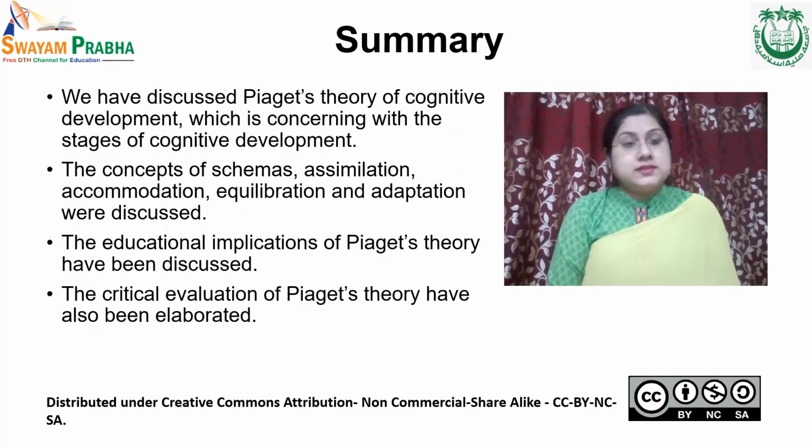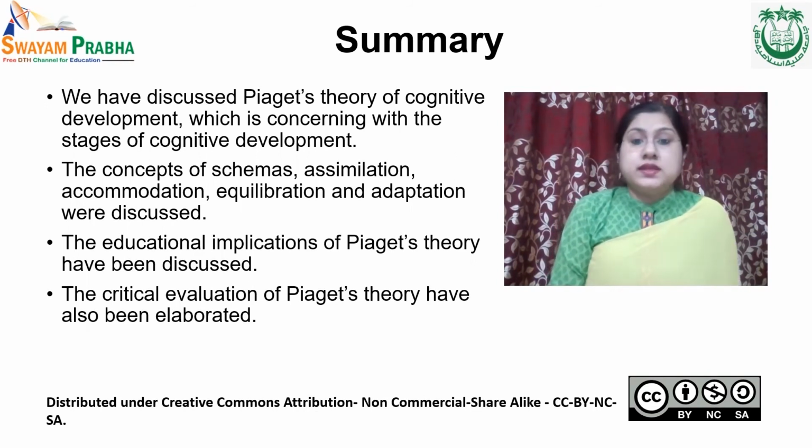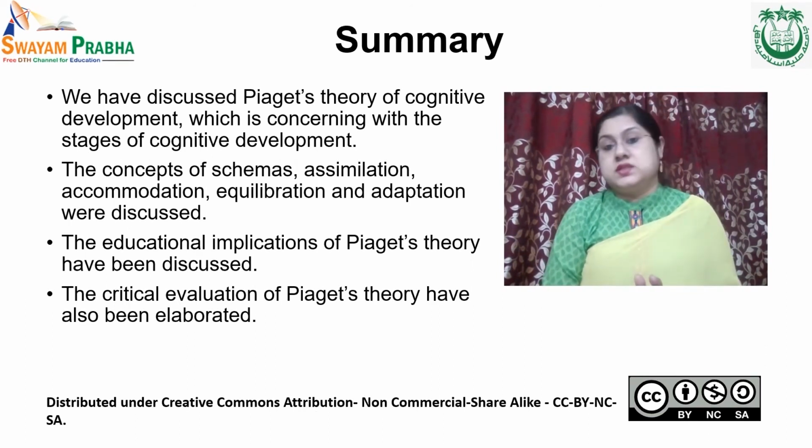Now let us sum up. Basically, we have reached a summary. We are just going to make a quick recap of what we have learned today. We have seen that Piaget's theory of cognitive development discusses the intellectual development of children in its two broader aspects, the cognitive structure and cognitive functioning.